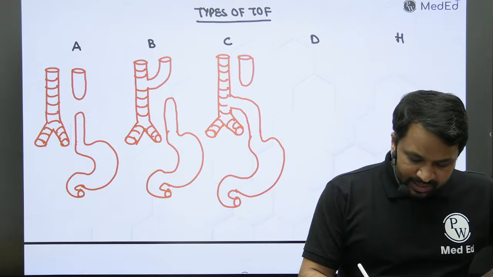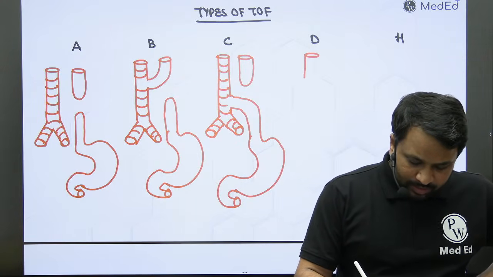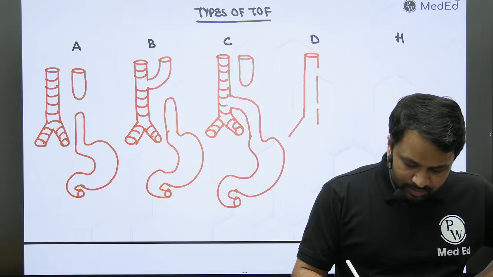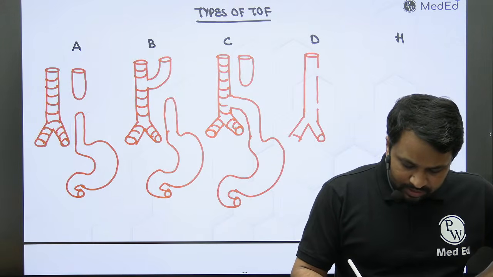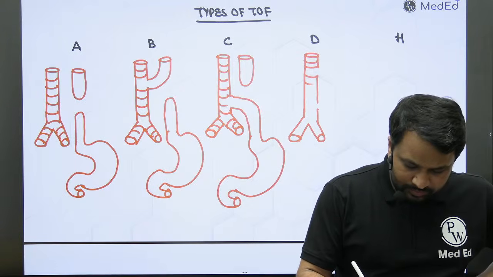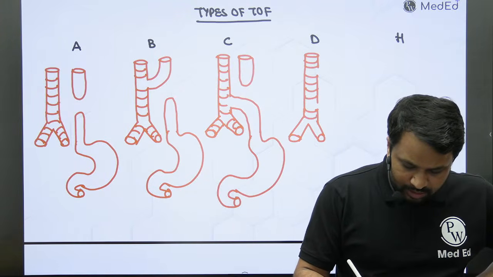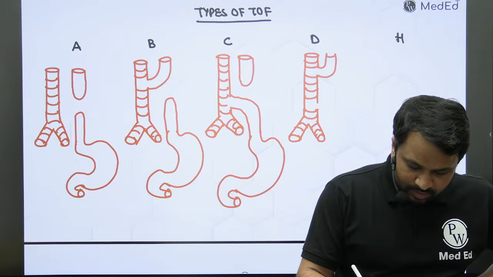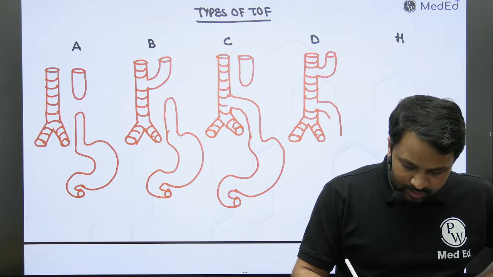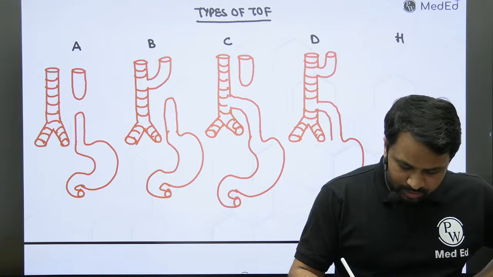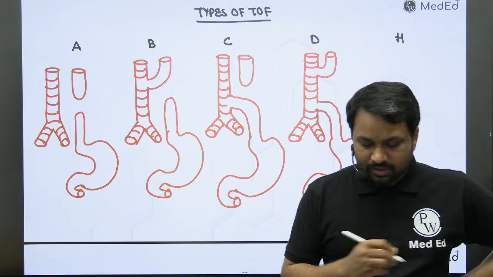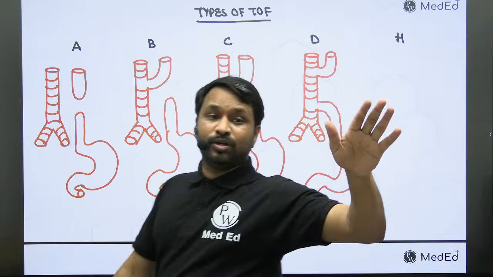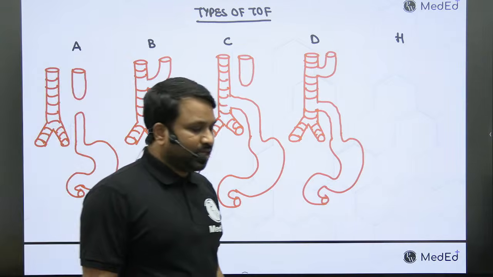In the type D variety, it is going to have both upper as well as lower fistulas. The trachea is fine, there is no problem with the trachea per se, and the division is also fine. These are your tracheal rings. Here you see there is an atresia formed, and there is an atresia formed here as well, and this continues into the stomach. So there is atresia, and there are two fistulas, both upper and lower communicating fistulas. This is your type D variety.